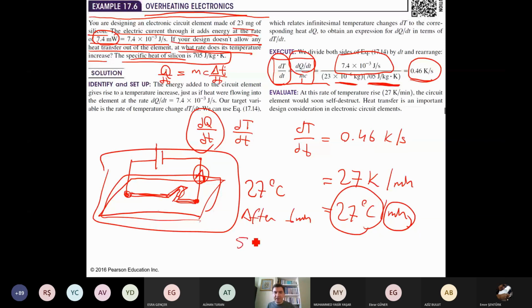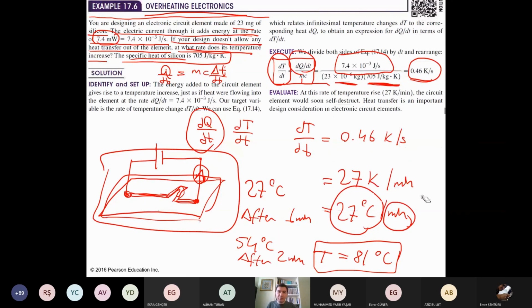And after 2 minutes, what is the temperature? The new temperature of the system is 81 degrees Celsius. So you can destroy the electronics, okay? This is a huge temperature. Within 2 minutes, the temperature increases up to 80 degrees Celsius and is very dangerous for the electronics. And usually in electronics, coolers are used, okay?